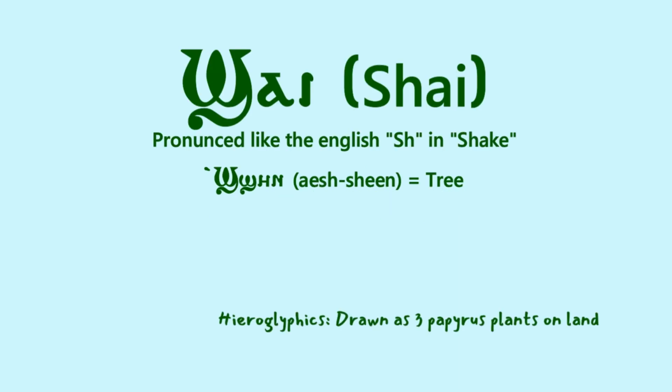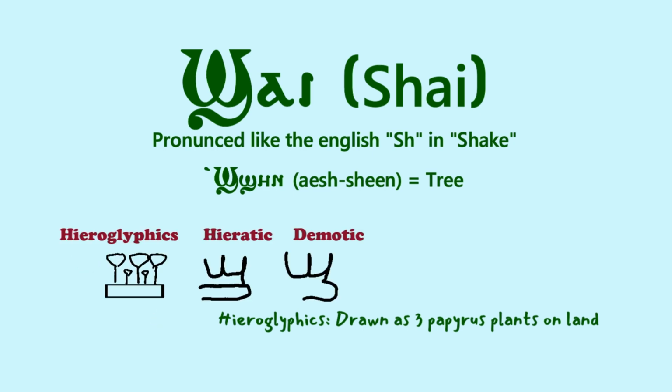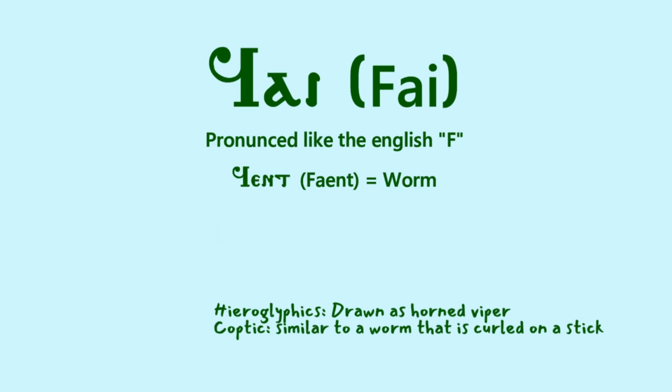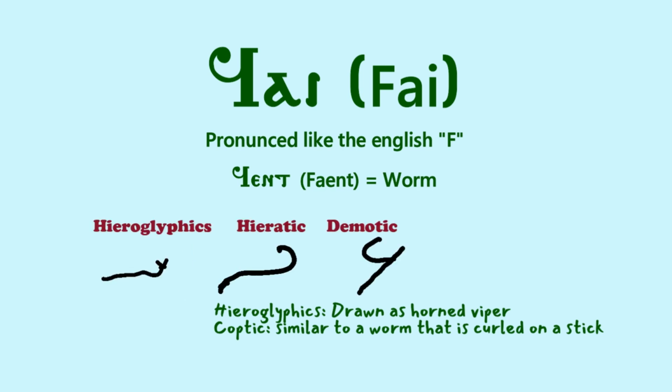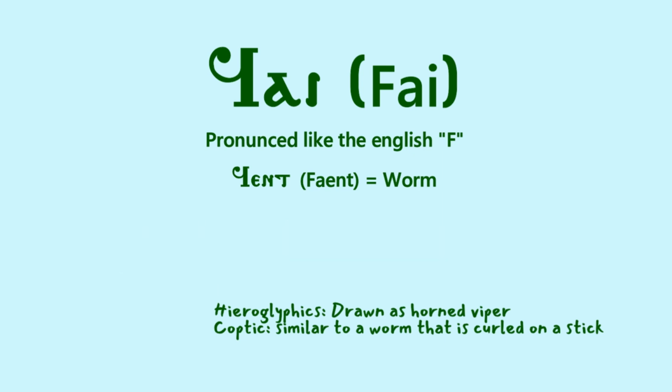The first one is shy. Shy is going to be an SH sound, like an English shape, and the Coptic word for that is ishsheen, which means tree, and you can see in Coptic it was also drawn as 3 trees on the ground, and then it became the 3 lines that you see. The second one is phi, which is going to be an F sound compared to the phi we had, which was just a PH sound. So phi, a word for that is fent, which means worm, and you can see again it was drawn like a worm, and just in Coptic it looks like it's also attached to a stick.